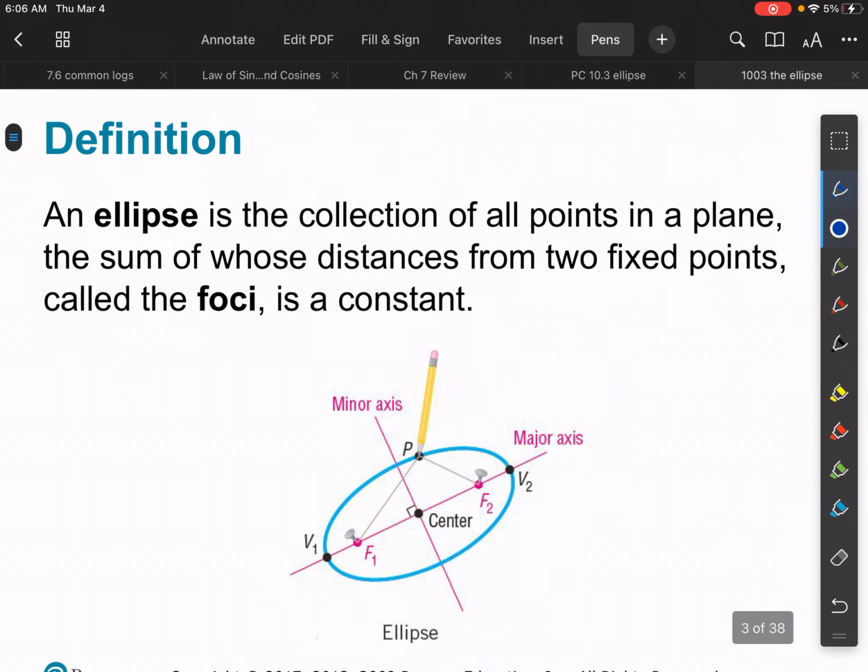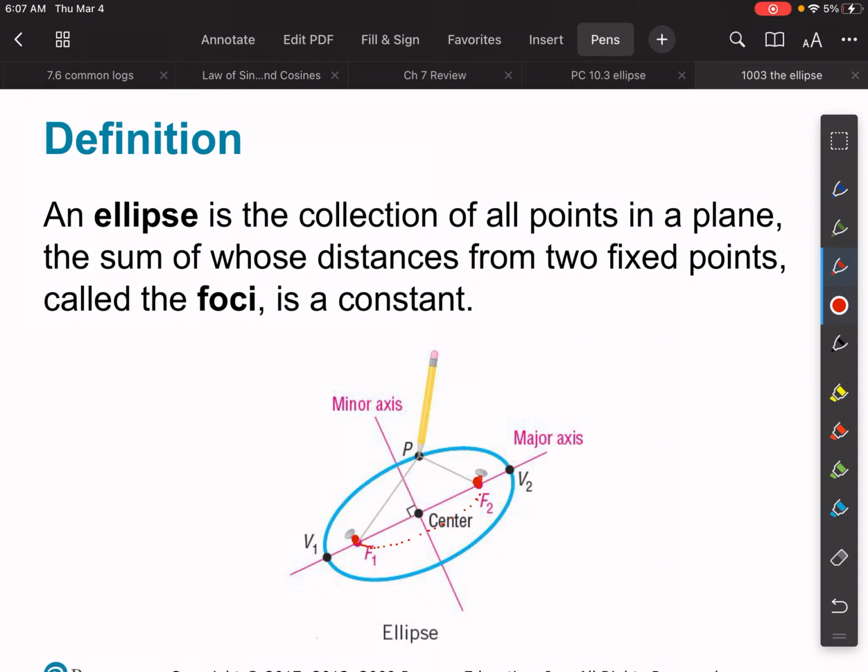It's simply a collection of all points in a plane, the sum of whose distances from two fixed points called the foci is constant. So here they show this picture, which is actually a good way to learn what an ellipse is and how to make one. They show two tacks, right? These are like tacks that are here, and they put them on the axis there. And then you can imagine there is this loose string hanging between them. If you grabbed a pencil, like they show here, and pull that string tight, and then move it in a circular motion around those tacks, it will automatically create an ellipse.